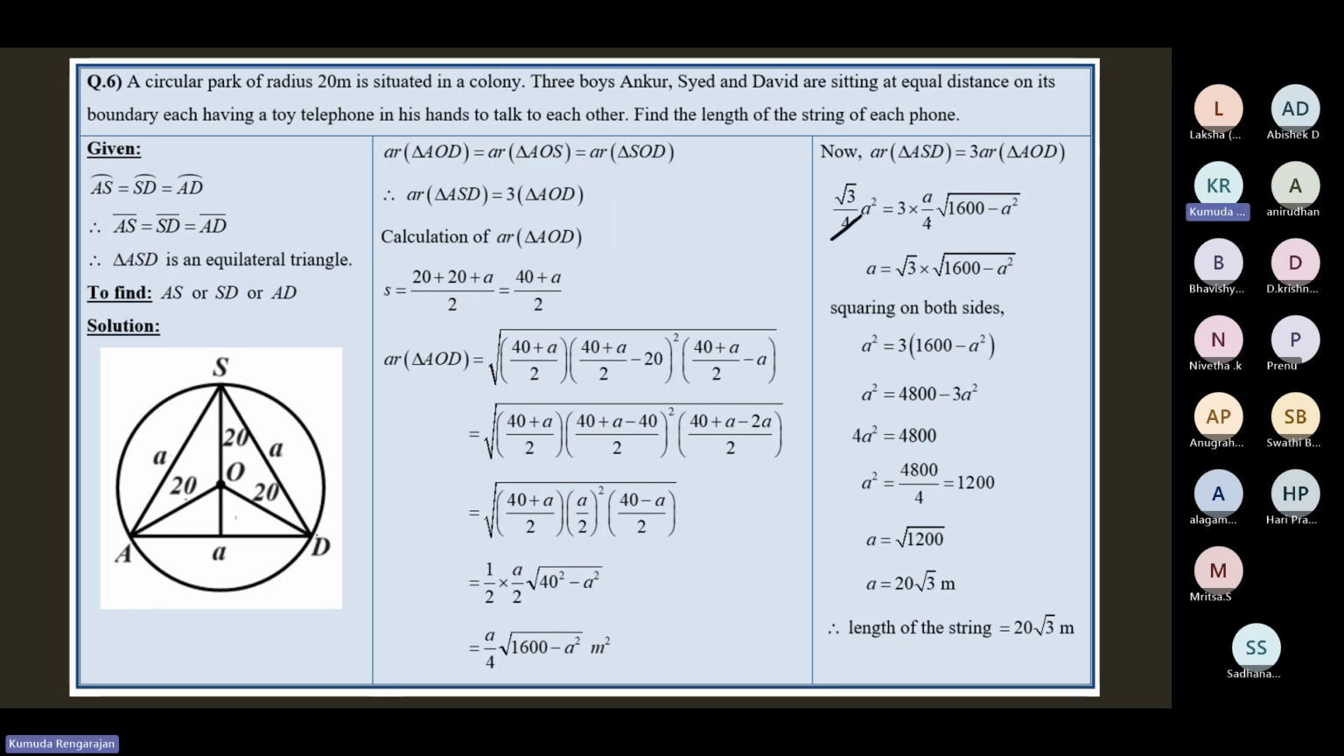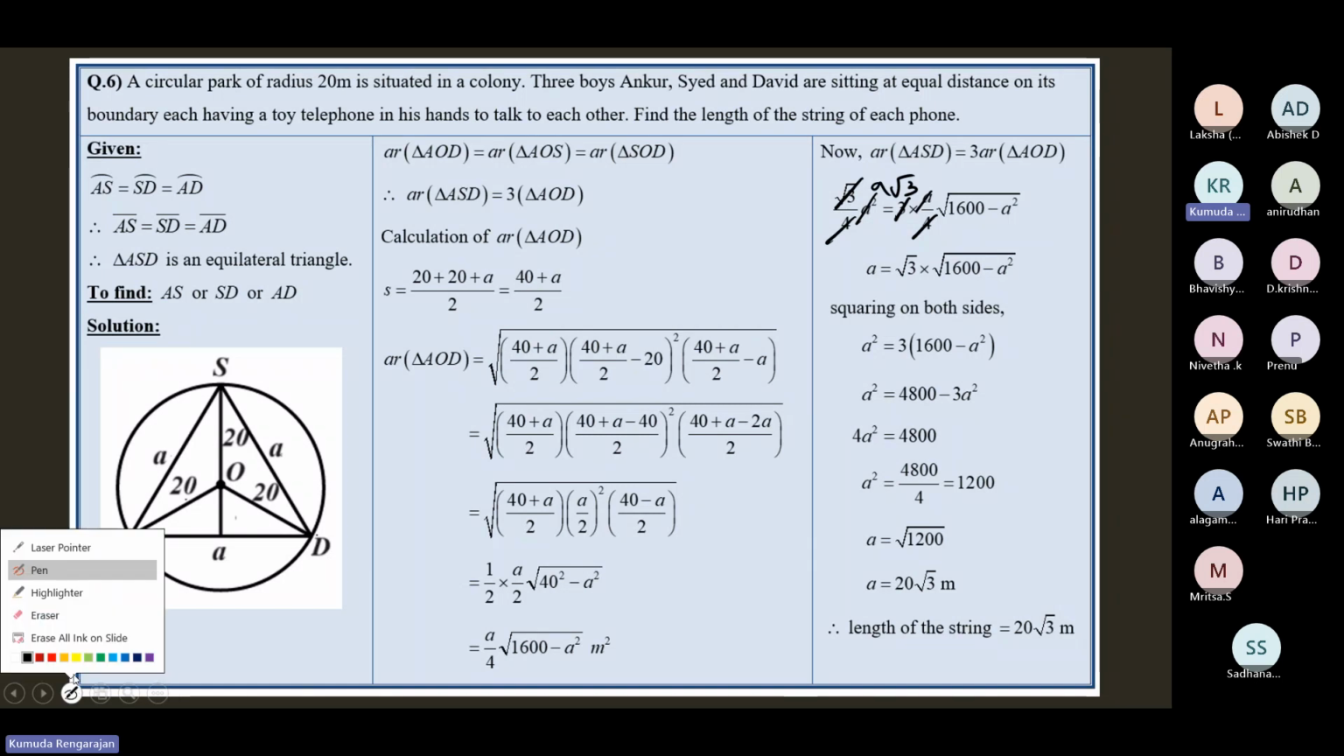So what happens? 4 and 4 will get cancelled. And then a and a square, so it will become a here. And then this root 3, so 1 root 3 will be here. So that's what we have: a is equal to root 3 into root of 1600 minus a square. See here, this 3 root 3, so 1 root 3 will remain here. 4 and 4, then a square and this one, the one a will remain.